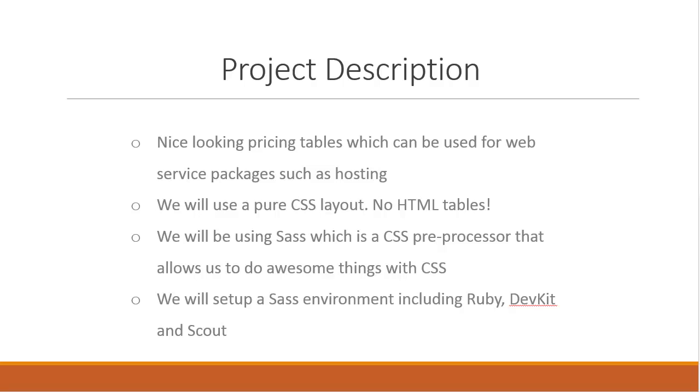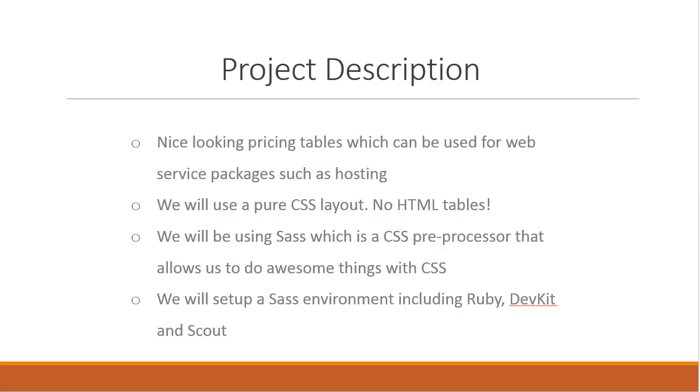We're also going to install something called DevKit, which will allow us to use Ruby commands in the command line. And don't get overwhelmed. We're not really going to use the command line. Well, maybe one or two commands, and that's it. And then we're going to use a program called Scout, which is going to compile our SASS code for us and generate a CSS file. It might sound difficult, but it's actually really easy.